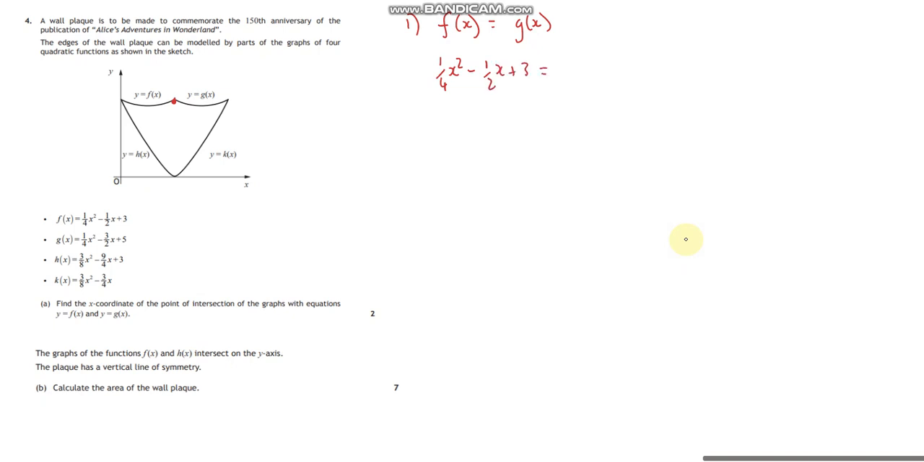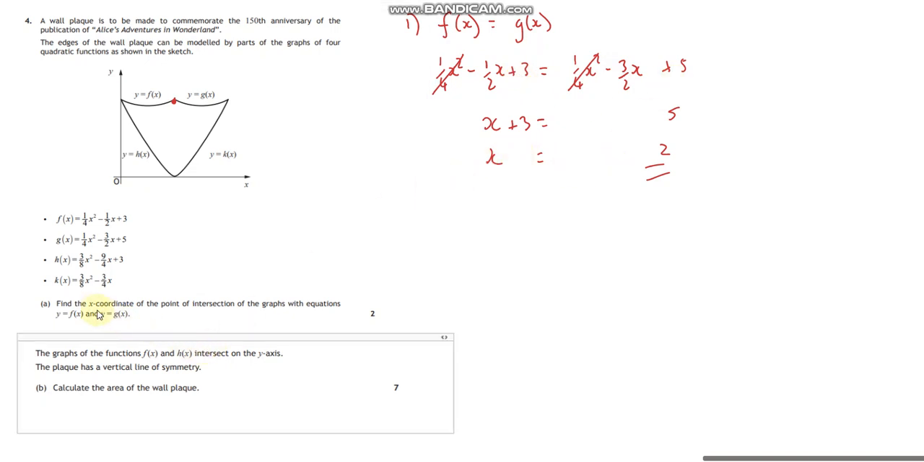So f of x is a quarter x squared plus 3, and g of x is equal to minus 3 halves x plus 5. So we'll cancel them from both sides. Let's get our x's to one side, so I'll add on 3 halves. So that's going to give me 2 halves on this side, so I'll just call that x plus 3 is equal to 5. Move the 3 over, so take away 3, so x is going to give me 2. So that was nice and easy. So they cancelled, move that over, boom, x is 2.